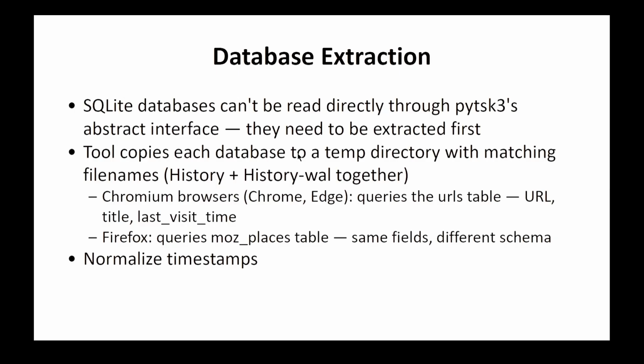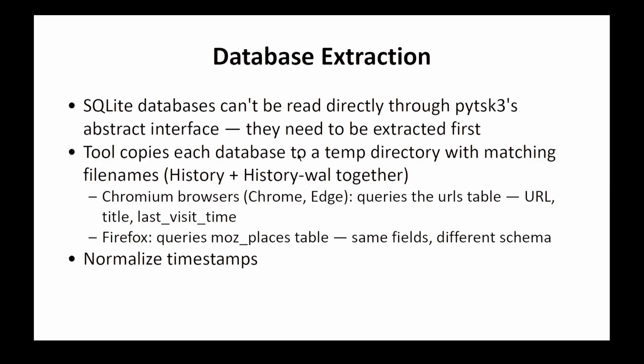Okay, the WAL file that I mentioned, the write-ahead log, has to be extracted alongside the main database with a matching file name. SQLite uses the WAL to hold transactions that might have been written to the log but not yet committed to the main database. Meaning, if you only extract the main database and ignore the WAL, you miss the most recent browsing activity. So you have to extract both together.